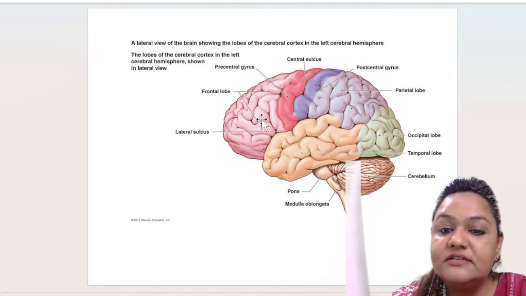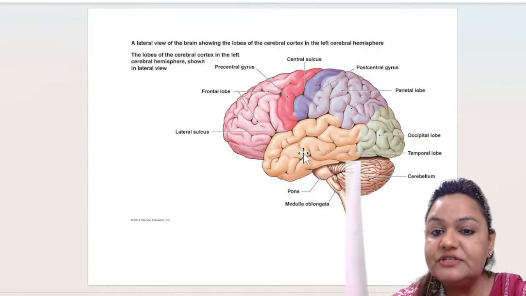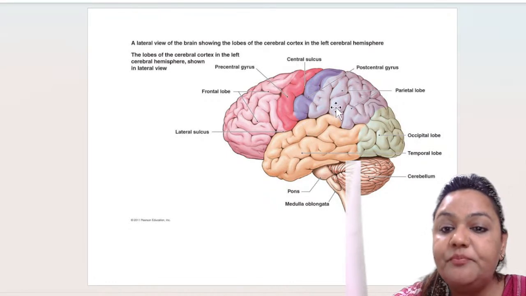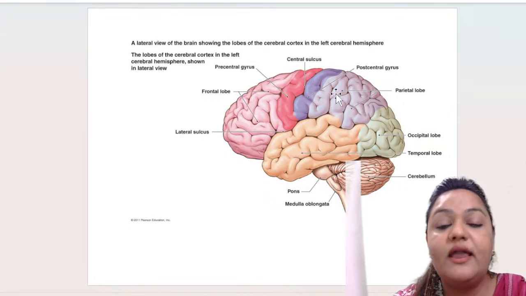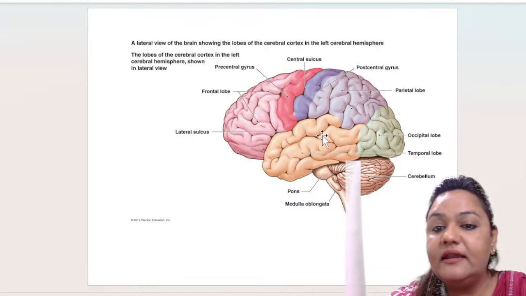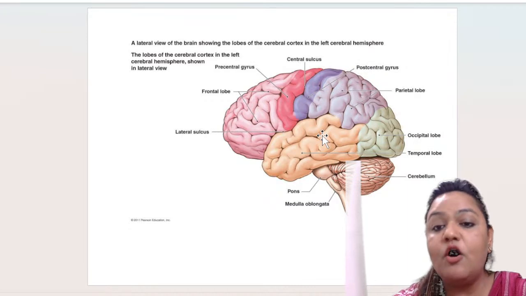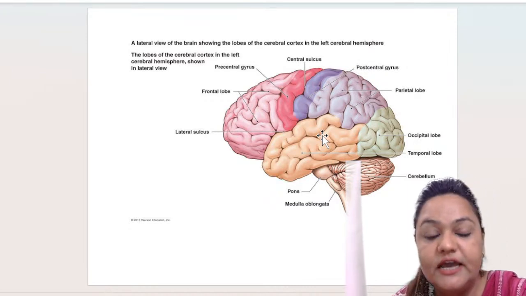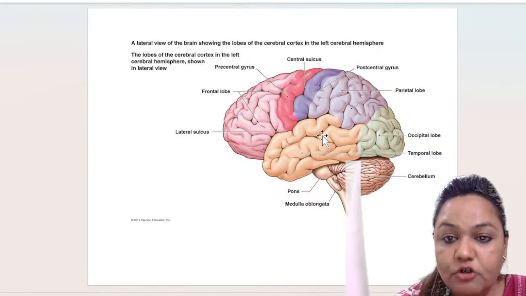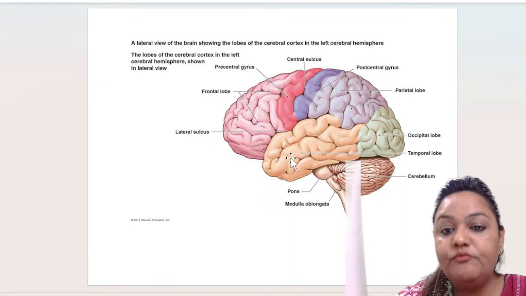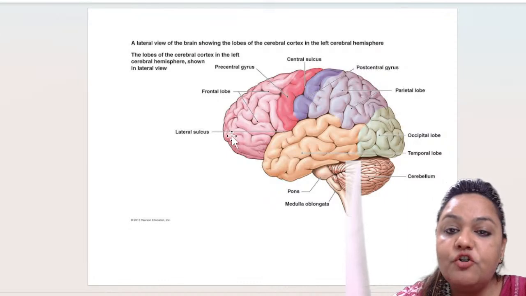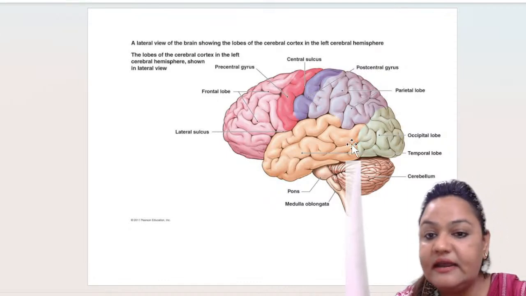Now on the superolateral surface, it has so many elevations and depressions. So the elevations are called the gyri, and the depressions between the elevations are called the sulci. So to study the sulci and gyri of the cerebral hemisphere conveniently, we have divided the cerebrum into lobes. So we have frontal lobe, parietal lobe, temporal lobe, and occipital lobe. So each lobe has different sulci and gyri on it.